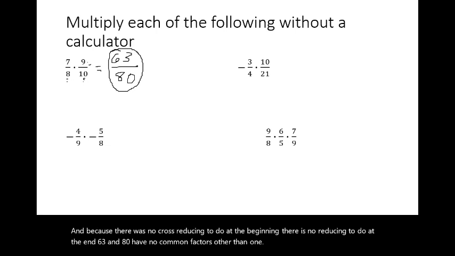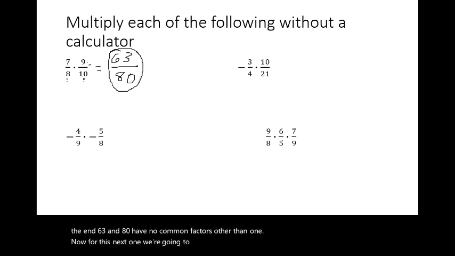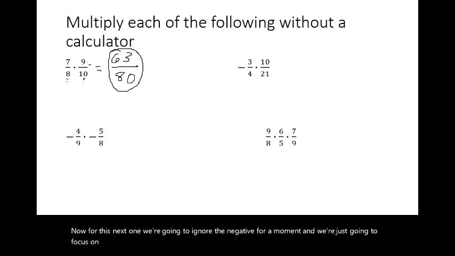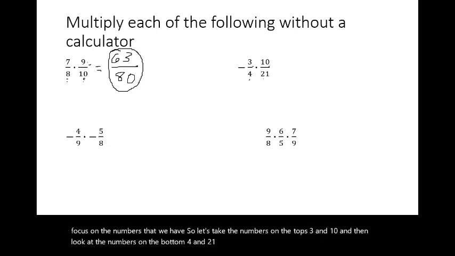Now for this next one, we're going to ignore the negative for a moment, and we're just going to focus on the numbers that we have. So let's take the numbers on the tops, 3 and 10. And then we'll look at the numbers on the bottom, 4 and 21. Do any of the numbers on the tops have any common factors with the numbers on the bottom, even if they're in different fractions?